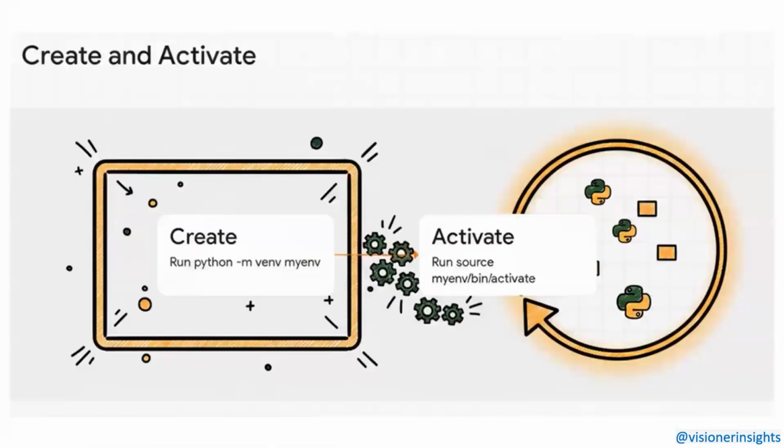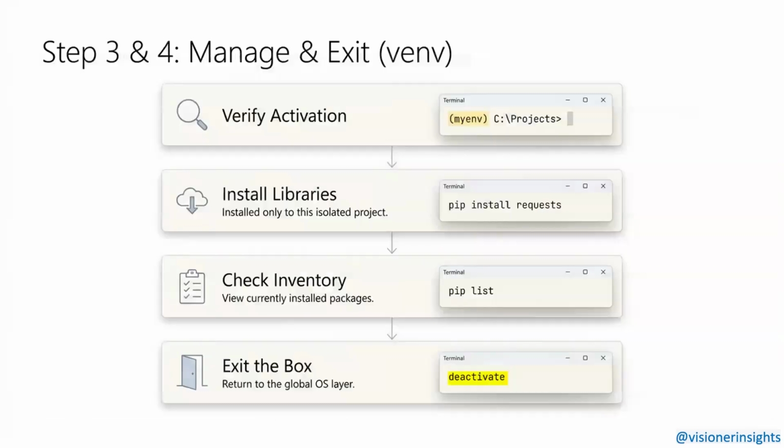Step 1, you type python -m venv myenv to create the box. Then step 2, you activate it. You run myenv/scripts/activate on Windows, or source myenv/bin/activate on Mac or Linux. By doing this, you are explicitly telling your computer, hey, I am now officially inside the isolated box. Once you're inside, you'll actually see the environment name pop up in parentheses right at the start of your terminal prompt. That's your visual confirmation that it worked.